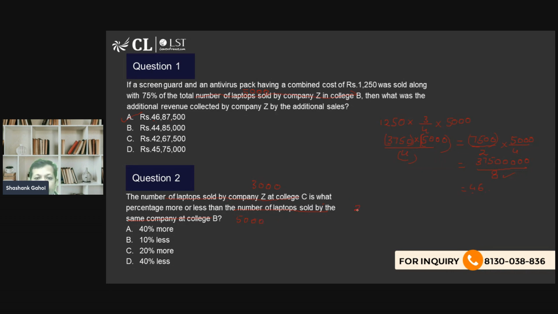So the difference is 2000. Now look at the word 'than'. After 'than', what do we have? 5000. So 2000 divided by 5000. So whichever value comes after 'than' goes to the denominator. So this cancels out. So this is going to be 40%. Is it more or less? Less, because this value is greater and this value is smaller. So what should be our answer? Our answer is going to be option D, that is 40% less. And that's how we can solve the question.